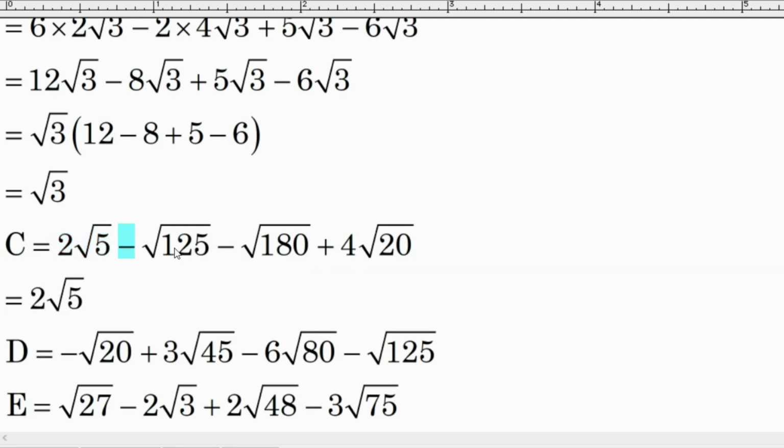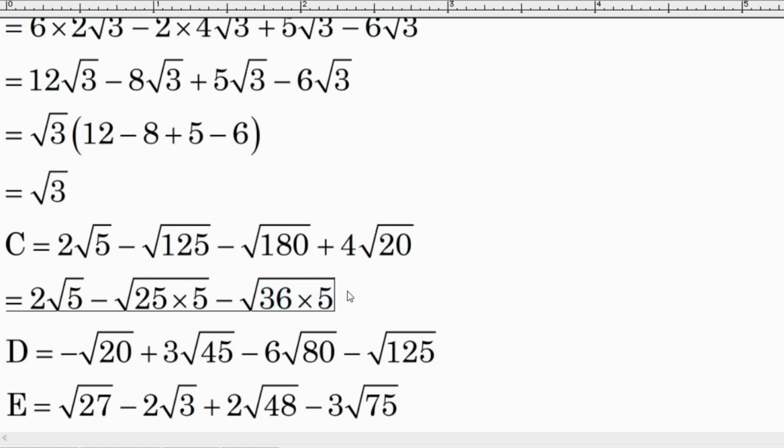And then here we have minus square root of 125, which is equal to 25 times 5. And then minus 180, which is equal to 36 times 5. Okay, so 36 times 5 is equal to 180. And then plus 4 square root of 20, and square root of 20 could be written as 4 times 5.